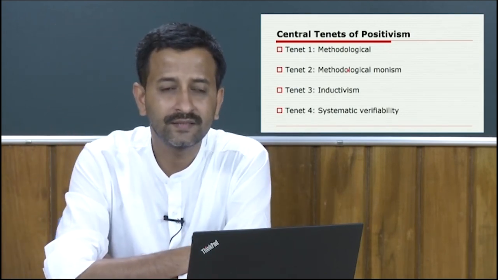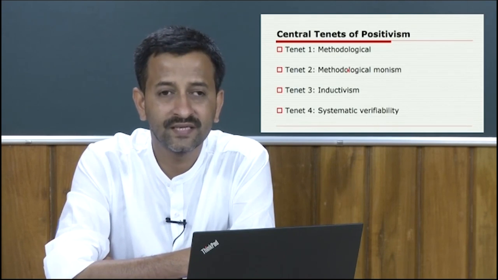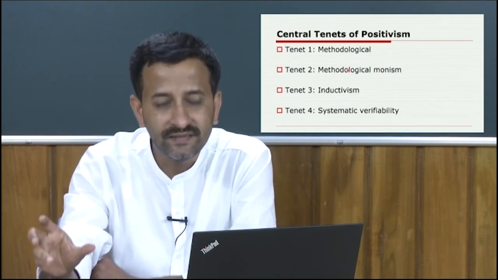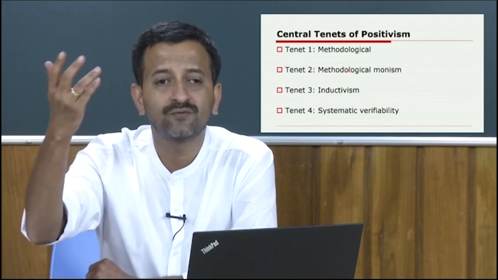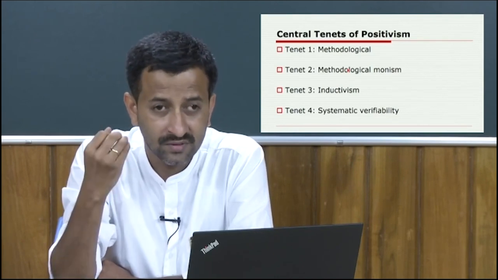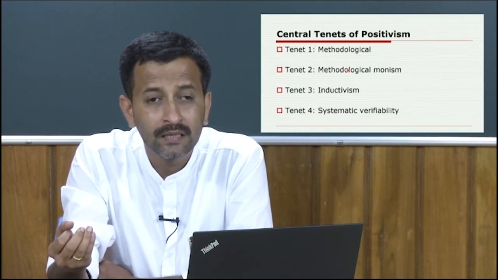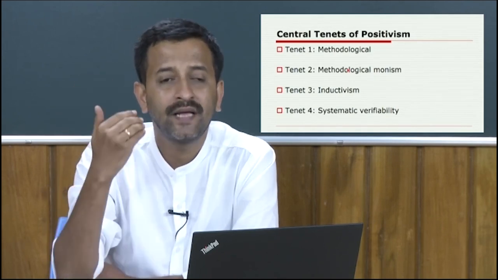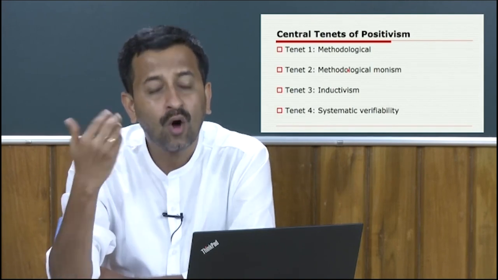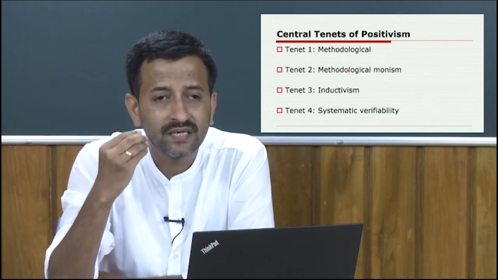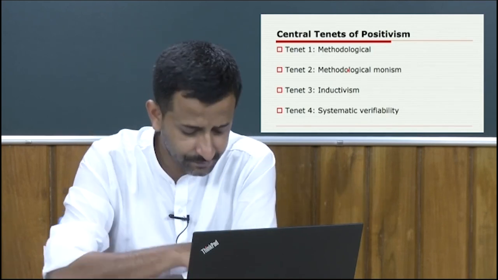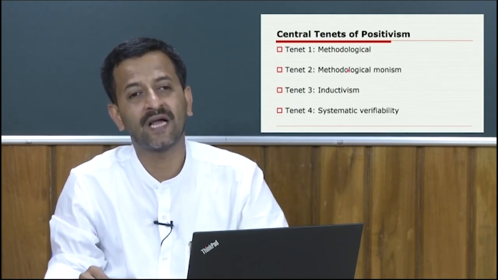Positivists argue that you make a principle of induction, the method of induction, which suggests that you start with a particular instance, then provide evidence in terms of two premises. You require at least two premises to arrive at a concrete generalization or derive a conclusion. Suppose Socrates is a man, Socrates is mortal, that is why all men are mortal. That is the method of induction, going from particular instances to arrive at a concrete generalization. Then the fourth one is systematic verifiability.